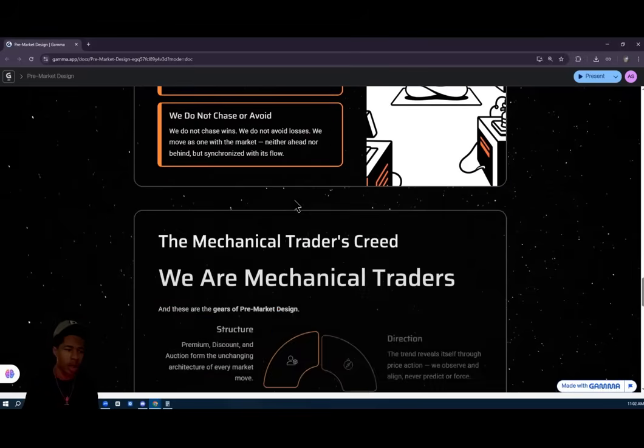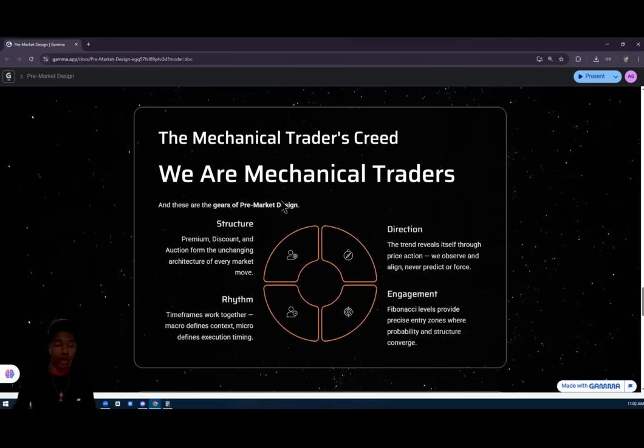So it says the mechanical trader's creed. We are mechanical traders, and these are the gears of pre-market design. Structure, premium, discount, and auction, from the unchanging architecture of every market move. That's just the core foundation. Direction: the trend reveals itself through price action. We observe and align, never predict or force.